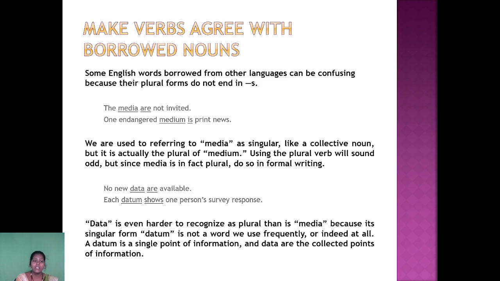One endangered medium is print news. So what is the difference? We are used to referring to media as a singular, like a collective noun, but it's actually the plural form of medium. Using the plural verb may sound odd, but since media is in fact plural, we do so in formal writing.